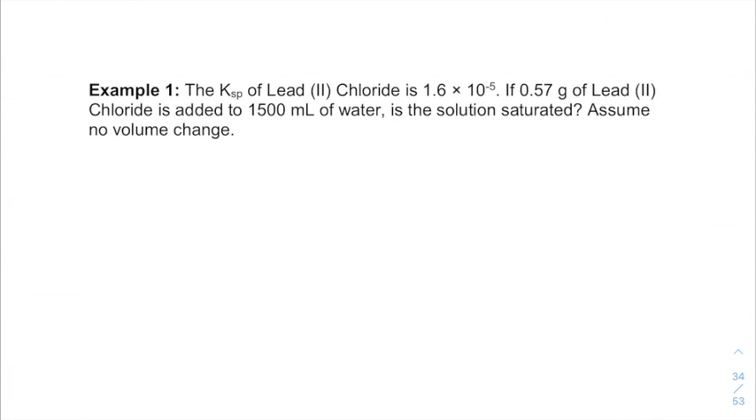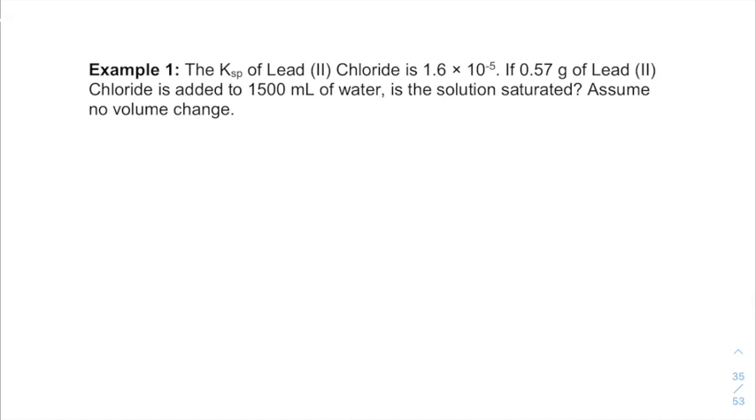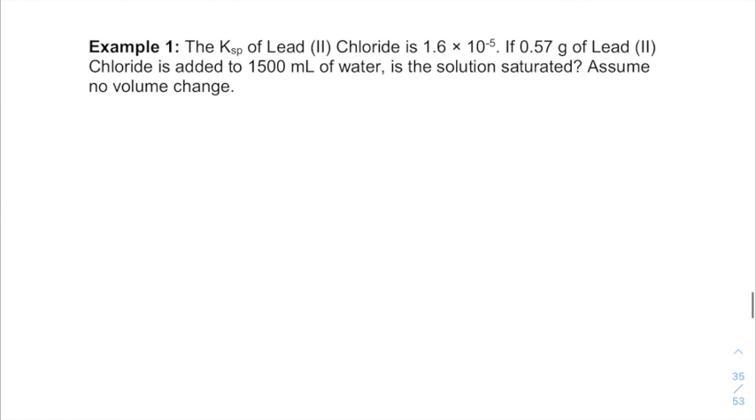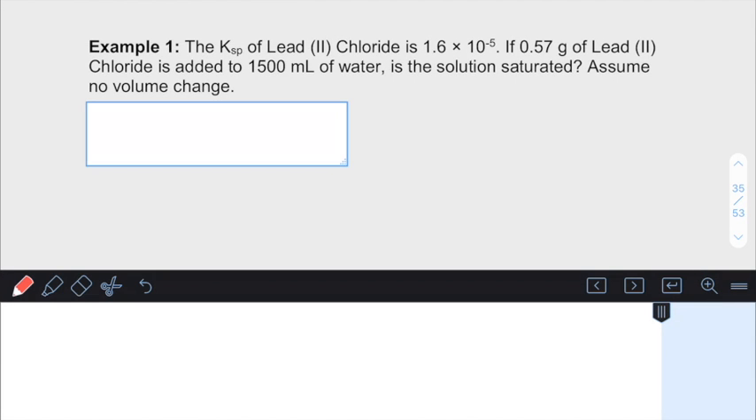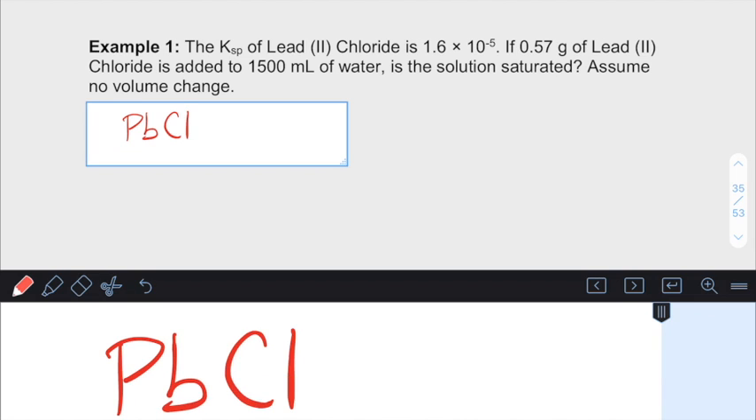Alright, so the Ksp of lead(II) chloride is given. If 0.57 grams of lead(II) chloride is added to 1500 mL of water, is the solution saturated? Assume no volume change. Okay, so we have a lot going on here. We have lead(II) chloride, so that would be PbCl2.